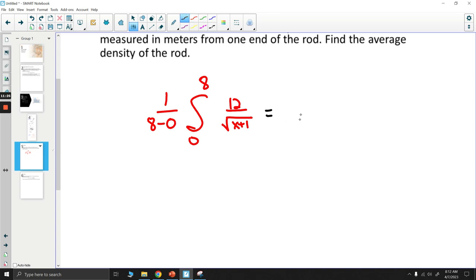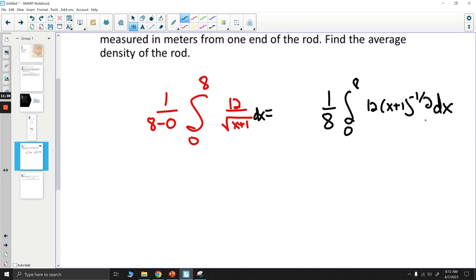So we're just going to take this integral. Quick reminder, this is going to be 1 over 8 times the integral from 0 to 8 of 12 times x plus 1 to the negative 1/2 dx. We should have that. We're integrating with respect to x. So what we're going to do here now is we could pull that 12 out if we want.